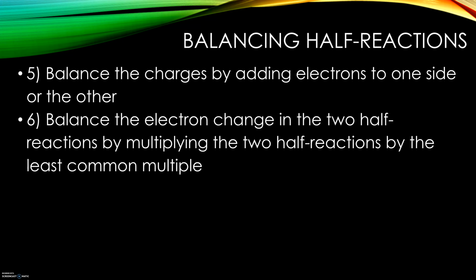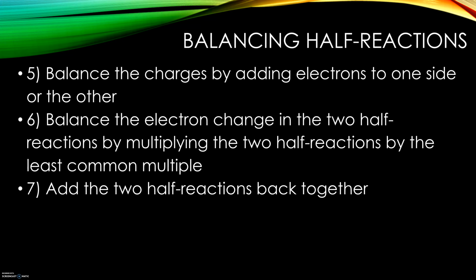Now, our goal here is so that the oxidation and the reduction have the same amount of electrons that have been added or lost on each side. So what we do is we have to multiply each of those half reactions by a factor so we can have an equal number of electrons. Again, as we go through examples, it will make a lot more sense.